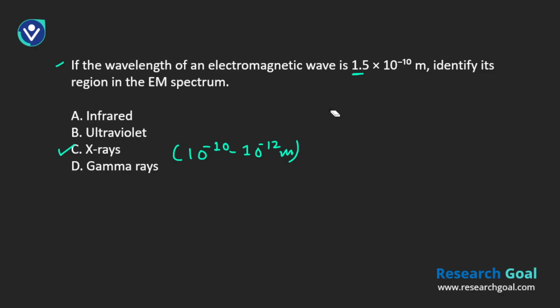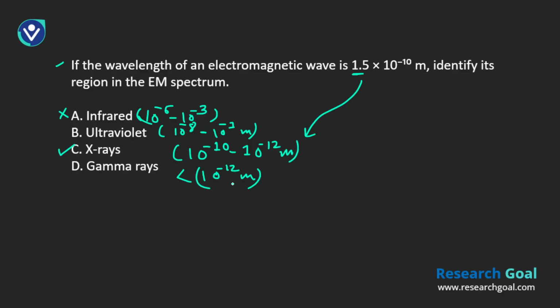And that is why this is going to fall in this particular region. And if we talk about infrared, let's discuss why this option is incorrect, because you have the range which is 10 to the minus 6 to 10 to the minus 3 meters for infrared. And for UV light, it's 10 to the minus 8 to 10 to the minus 7 meters. And for gamma rays, it's 10 to the minus 12 meters. So obviously it's not going to fall in that one. That's why the correct option is X-rays, not others.